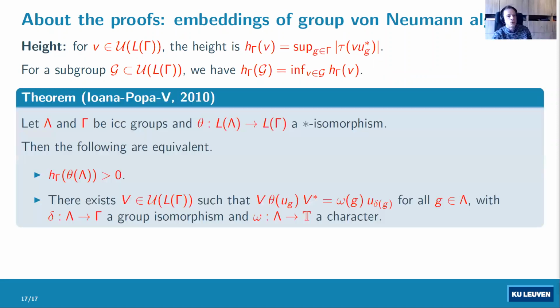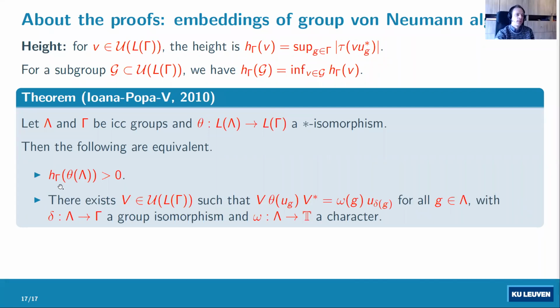Now, that was an absolutely crucial notion in the paper that Adrian Ioana, Sorin Popa and myself wrote on superrigidity for group von Neumann algebras. And the very general result that we proved for arbitrary groups with infinite conjugacy classes is that if you have an isomorphism, not embedding, an isomorphism of group von Neumann algebras, then look at the height for the embedding, because theta of lambda is a subgroup of unitaries in L gamma.